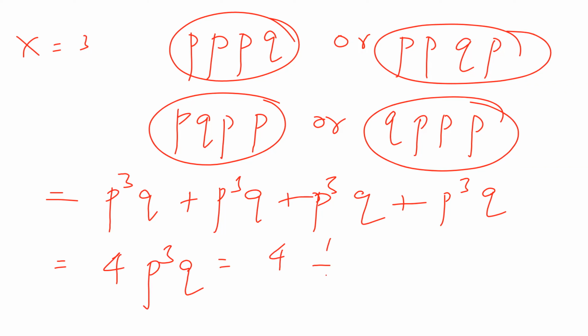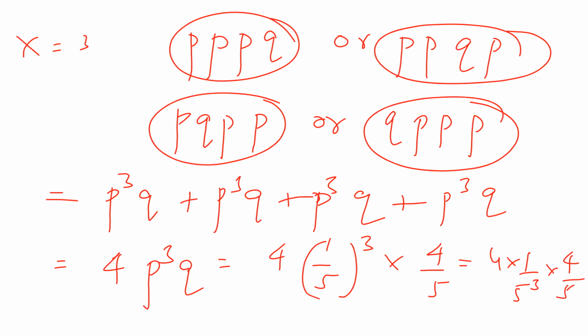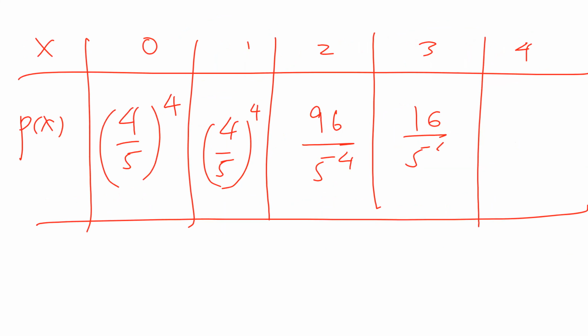So 4 into 1 by 5 the whole cube into 4 by 5. So this is 16 upon 5 raised to 4. Now 5 raised to 4 is 625, that you all know. You have to calculate the final answer on your own. I'm just writing in terms of fraction and with indices. You expand this. Don't solve it in decimals. That's fine.